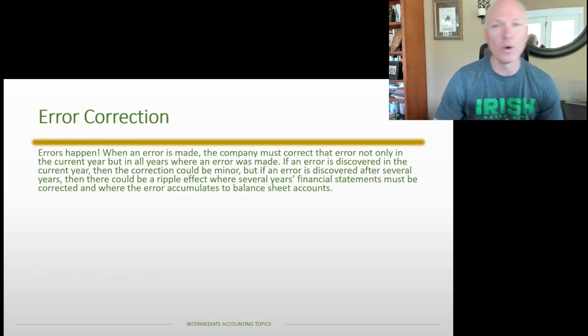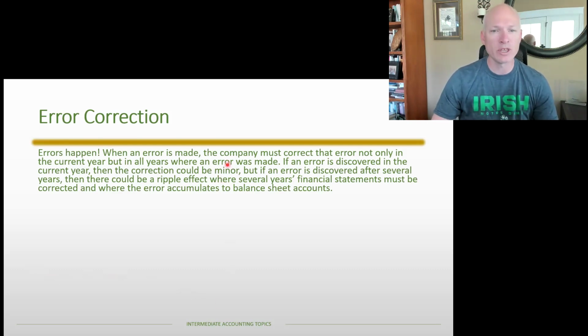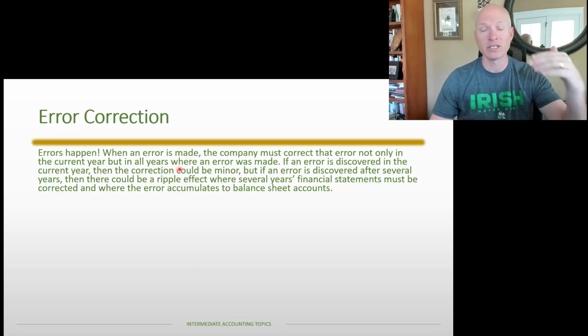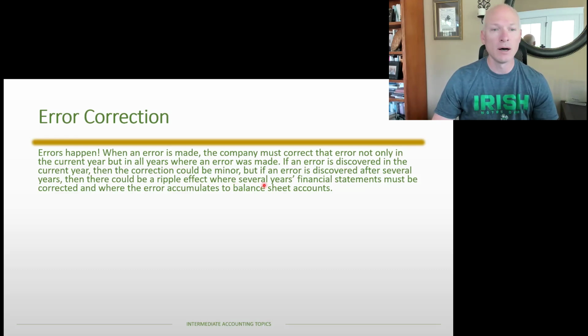And the reality is, at the end of the day, errors are a part of accounting, unfortunately. And so when an error is made, obviously a company needs to correct that error. And so the key though is with an error, you obviously need to correct the year that you discover it, but you also have to go back and look at, okay, was that error present in prior years as well?